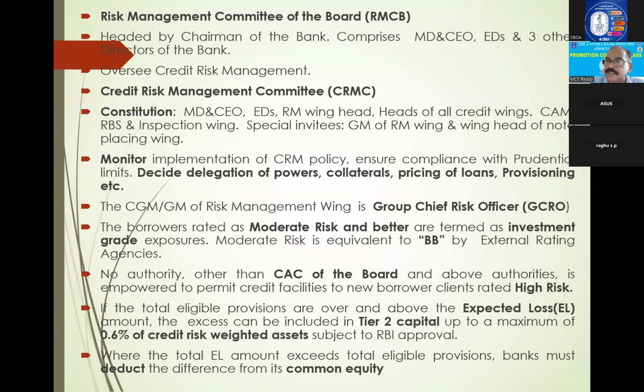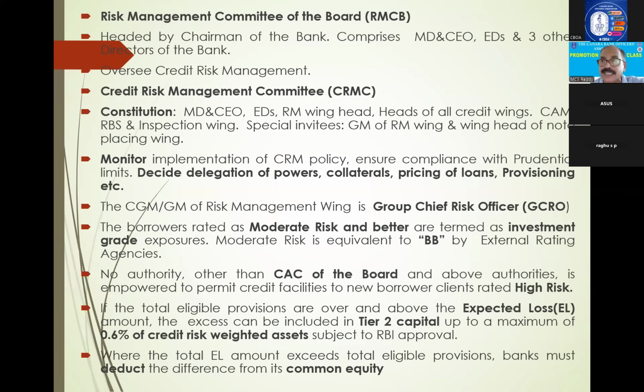And if you are migrating to advanced approaches, you are calculating your own expected loss, and you are having provisions already with you. If expected loss is more and provisions are less, that means there is more loss. Then you deduct from your Tier 1 capital, the common equity. Suppose your provisions are more and expected loss is less. That means you are having more provisions than expected loss. So whatever provisions are exceeding expected loss, you can include under Tier 2 capital.